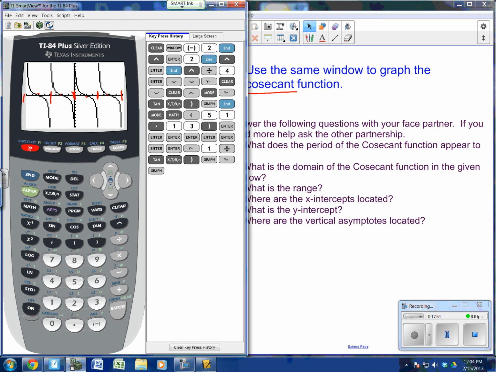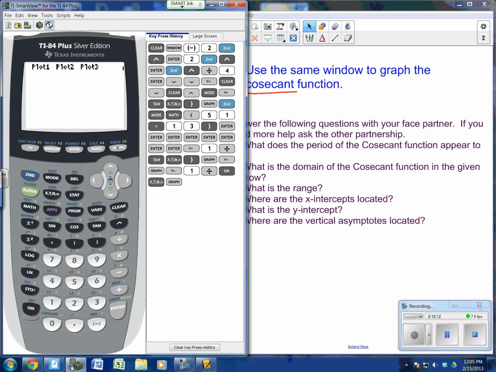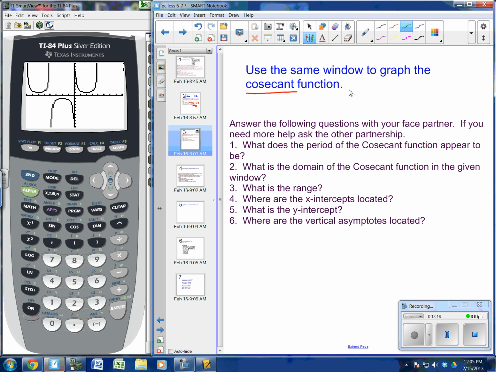So you guys go to your y equals screen right here, and let's put it in. What do you guys all get? Yeah, 1 divided by the sine. 1 divided by the sine is going to be the cosecant. That's how you'd put it in your calculator, right?